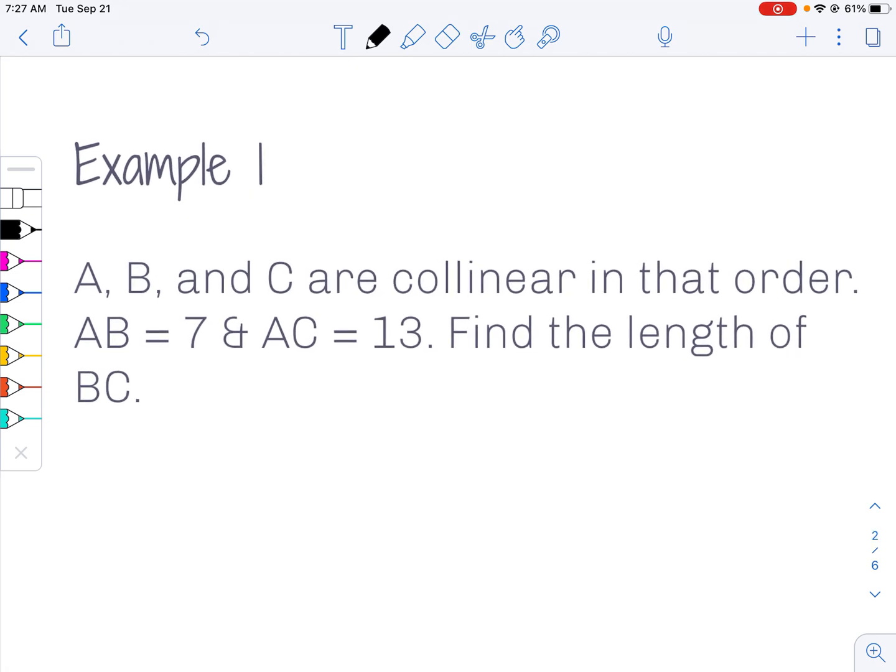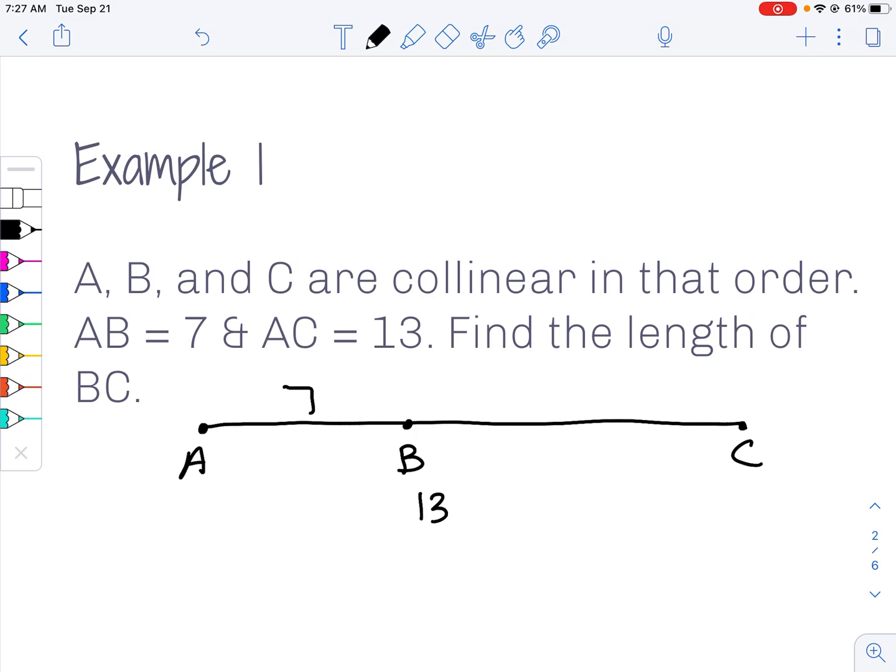We're given the problem: A, B, and C are collinear in that order. Before I even do anything else, I'm going to draw out a line and mark A, B, and C on that line in that order. And then they tell me, hey, AB is 7 and AC is 13. So if I mark that in my picture, I get something like this. And they want the length of BC.